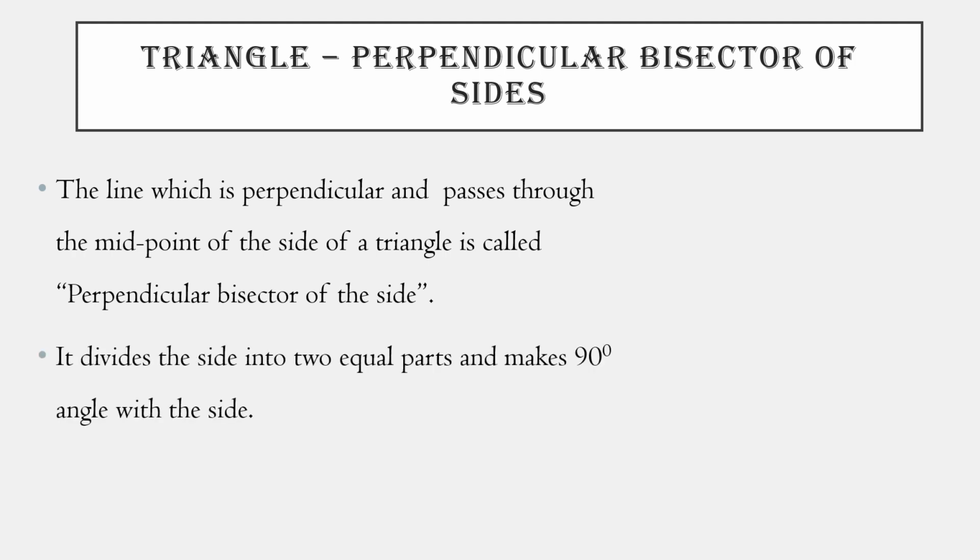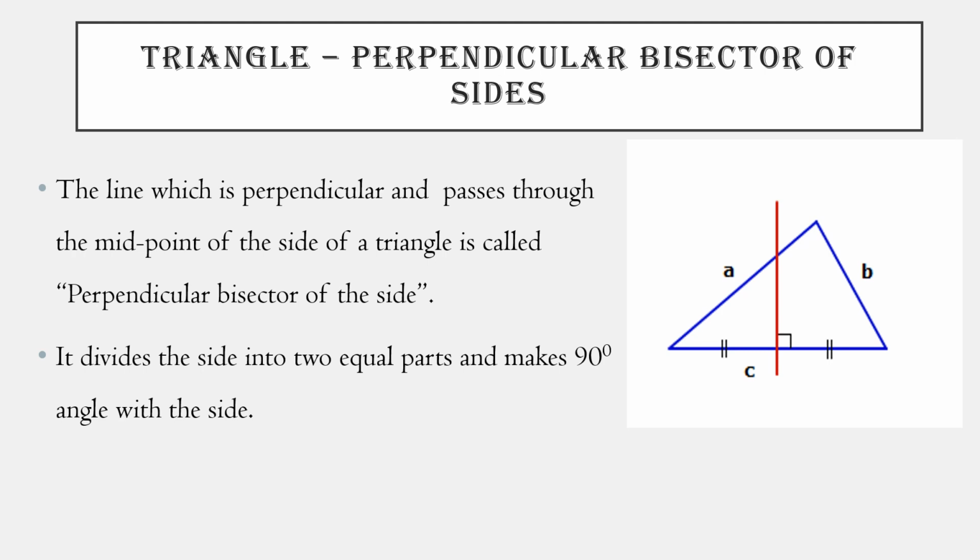It is perpendicular, meaning it makes a 90 degree angle, and it also passes through the midpoint, meaning it divides the side into two equal parts. That is called the perpendicular bisector of the side of a triangle. Here you can see the picture. You draw a red line, it is perpendicular to the base side, and it is also dividing it into two equal parts. That is called the perpendicular bisector of the side.